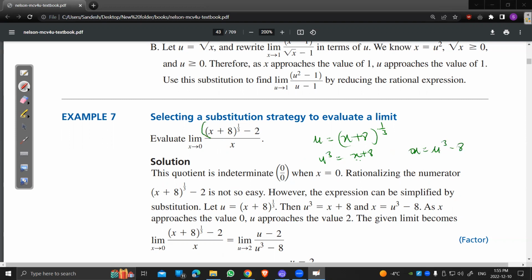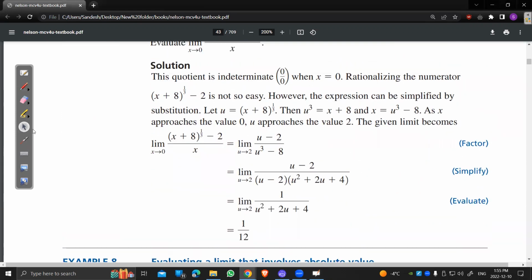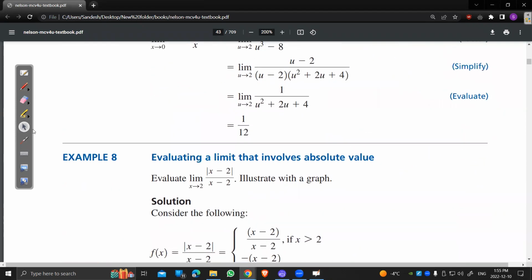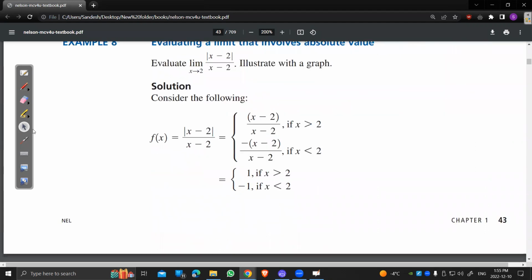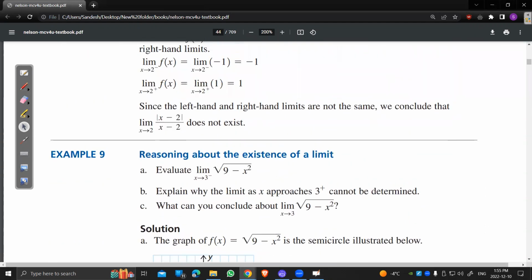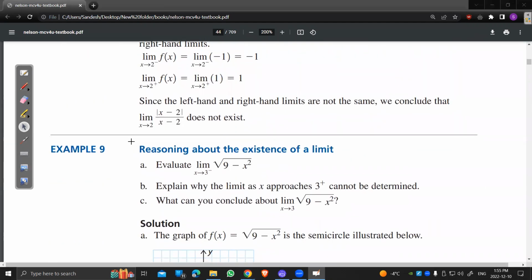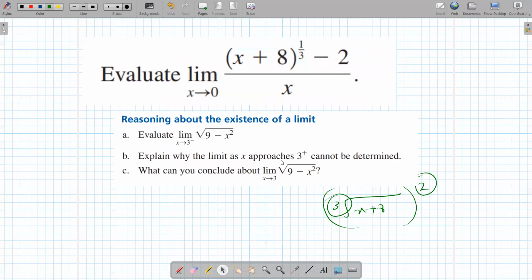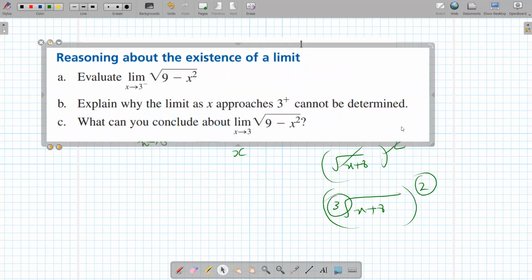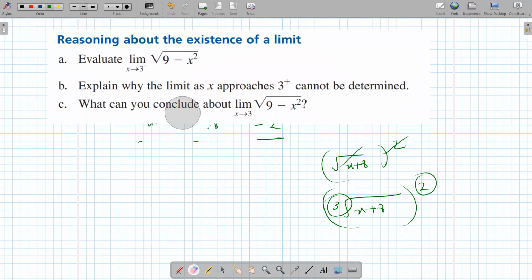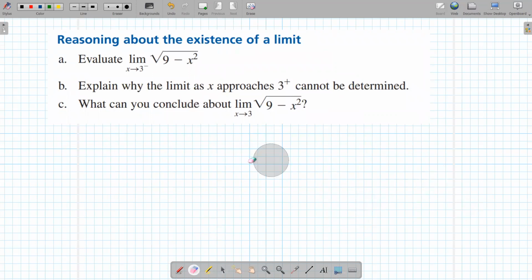So you replace this thing with u, right? Then replace this with u cubed minus 8. And then from there, you have to use a difference of cubes. This one's pretty advanced. Don't worry too much about it. These ones we can do though, and we'll do those as well once I think you can do them on your own.